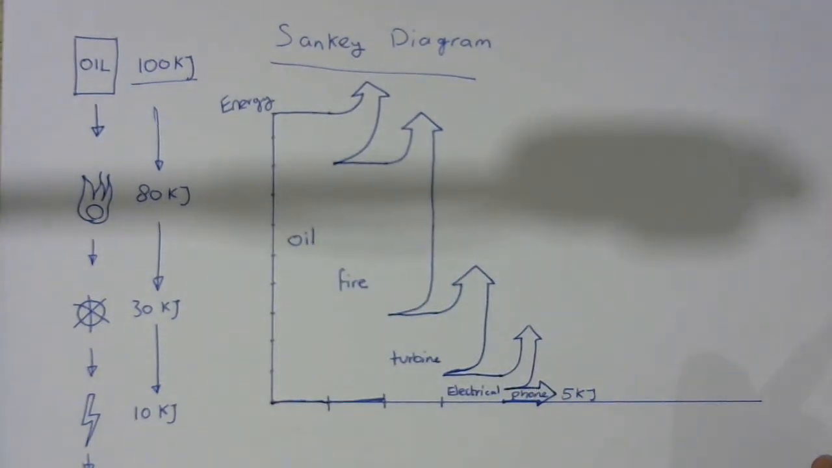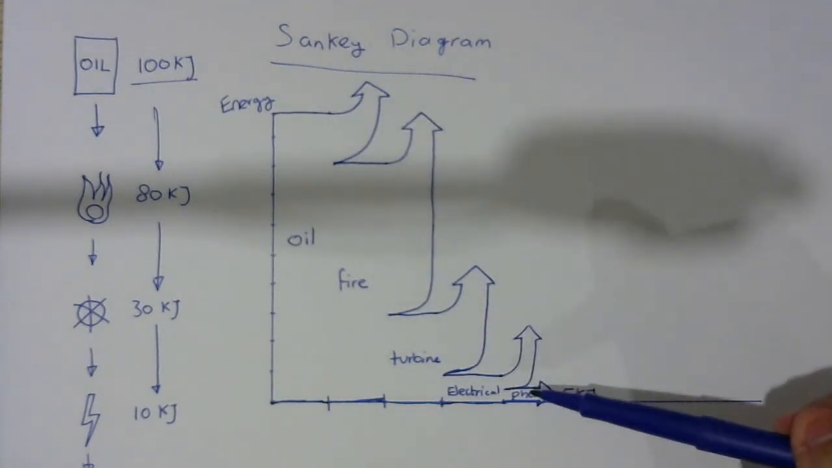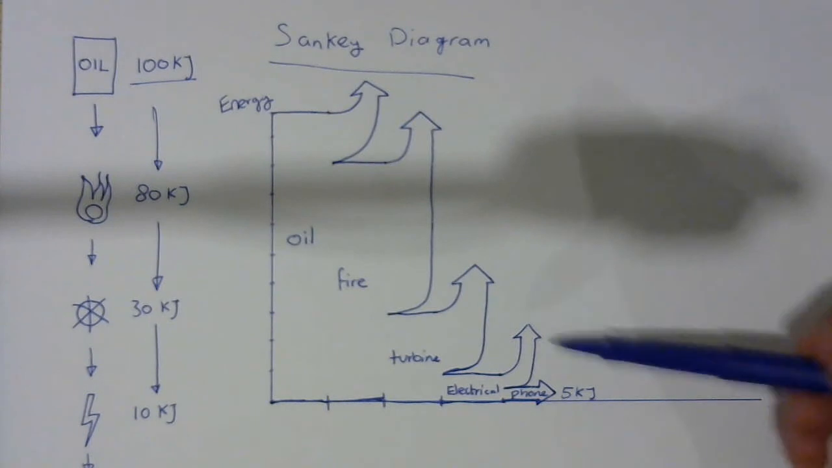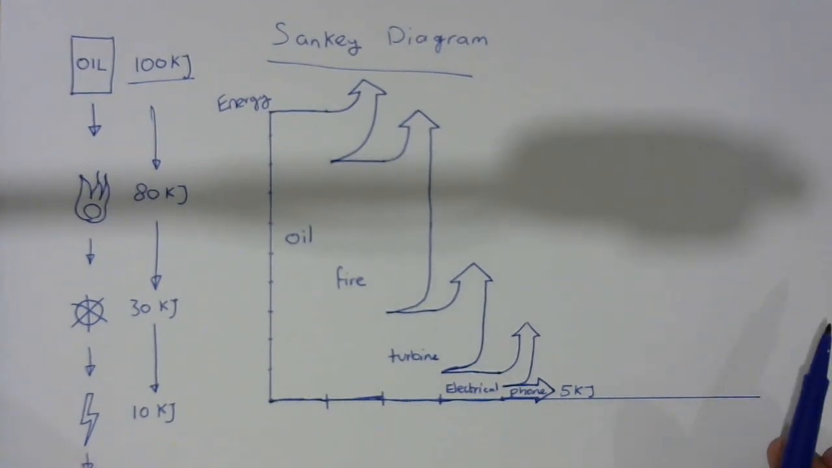The diagram that we've just drawn is called a Sankey diagram, and it shows the amount of energy we have at each step and where that energy is going to go. And that is how you draw a Sankey diagram.